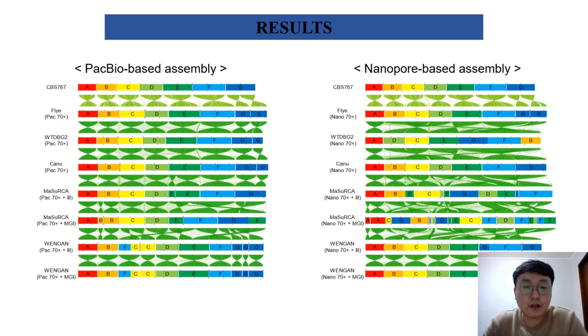We also checked contiguity level of each assembly. The conventional indicators of contiguity such as N50 and contig number showed that almost all nanopore-based assembly results represented more contiguous assembly than that of PacBio.